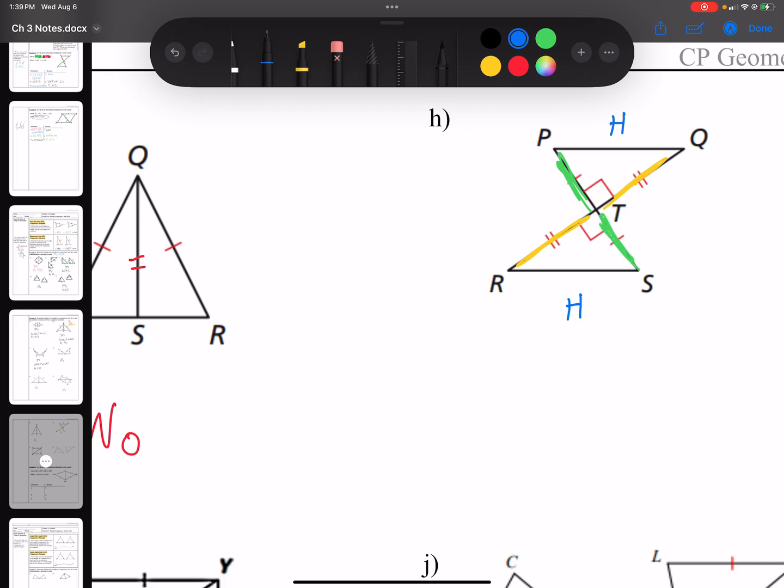This side is equal to this side, and this side is equal to this side. And where do they meet up? Here and here. Are those angles congruent? Yes, they're both 90. They have two pairs of equal sides, and the included angle is equal. So yes, those are congruent by side, angle, side.